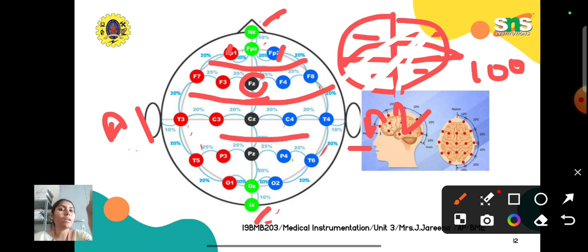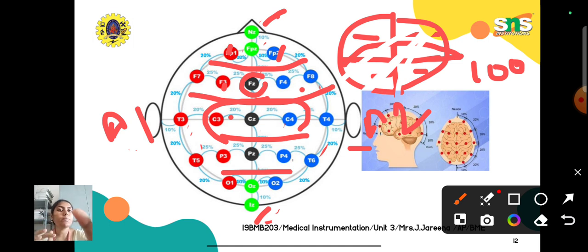Next one is center. These 3 alone you will place using the letters C, C3 and C4. This side is C3, this side is C4. Everything on the right side of the middle line carries 4, and the left side carries 3. F3, C3, and F4, C4. Center is over. Next to central you have parietal. It again carries 3 and 4: the right side is P4, the left side is P3. So parietal is over.